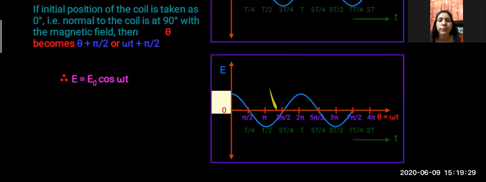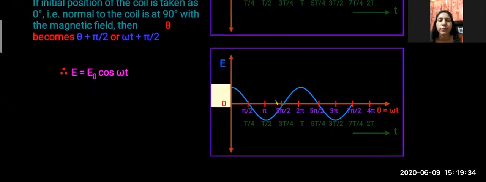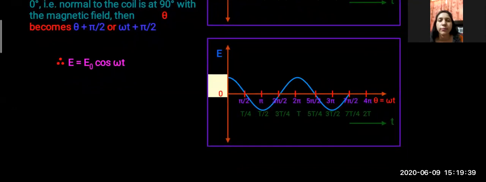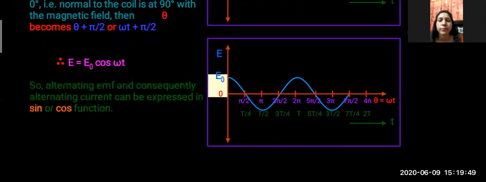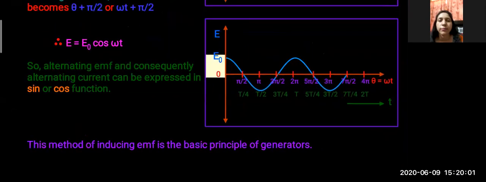Okay. So for this, when the initial position of a coil is taken as theta equal to 0, that is, the normal to the coil is at 90 degrees with the magnetic field, then theta becomes theta plus pi by 2. So the graph will be E equal to E naught cos omega t. I hope this is clear to you. So alternating EMF and consequently alternating current can be expressed in a sine or cosine function. This method of inducing EMF is the basic principle of a generator.